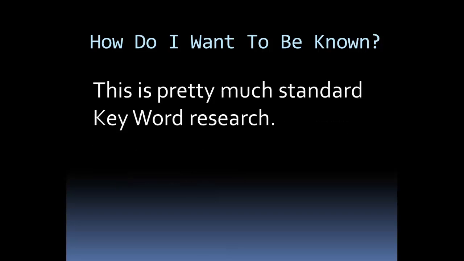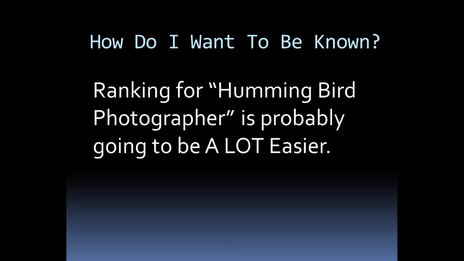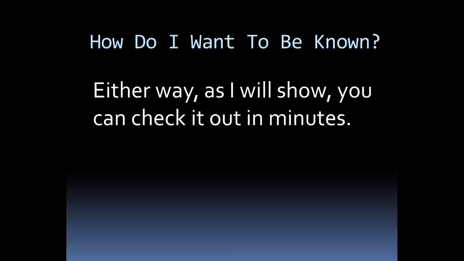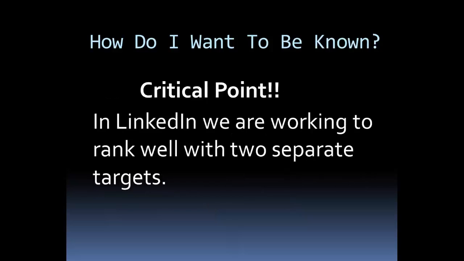And you have to be reasonable here. It's pretty much standard keyword research stuff, which is beyond this little short video. But things like ranking for photographer is probably going to be difficult. Ranking for hummingbird photographer is probably going to be a lot easier. Either way, as I'll show you, you can check it out in minutes, which is a whole different animal than trying to rank inside of Google. I'm not going to go any further into the taglines and professional designations here. Just know you have to do it before you start.